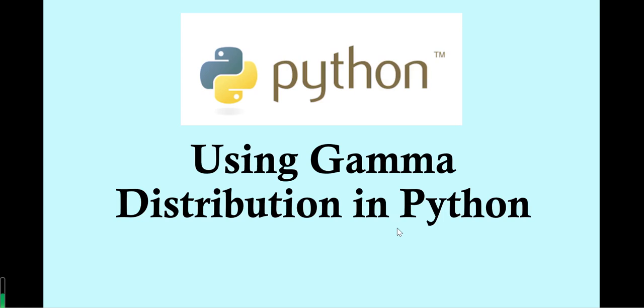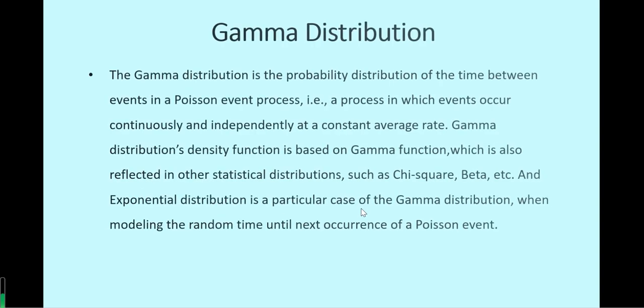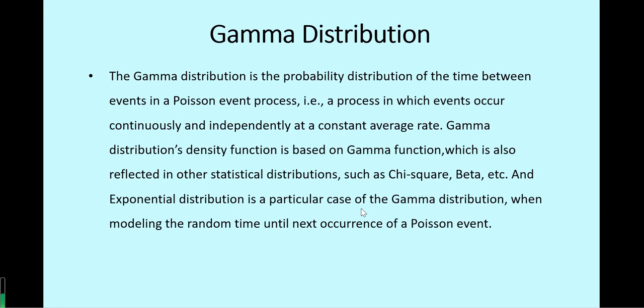In this video, we will talk about gamma distribution and show how to calculate gamma distribution in Poisson. The gamma distribution is the probability distribution of the time between events in a Poisson event process. The Poisson event process is a process in which events occur continuously and independently at a constant average rate.